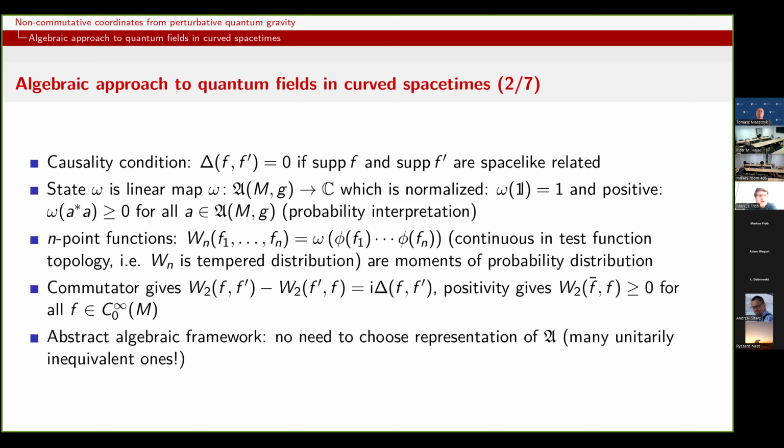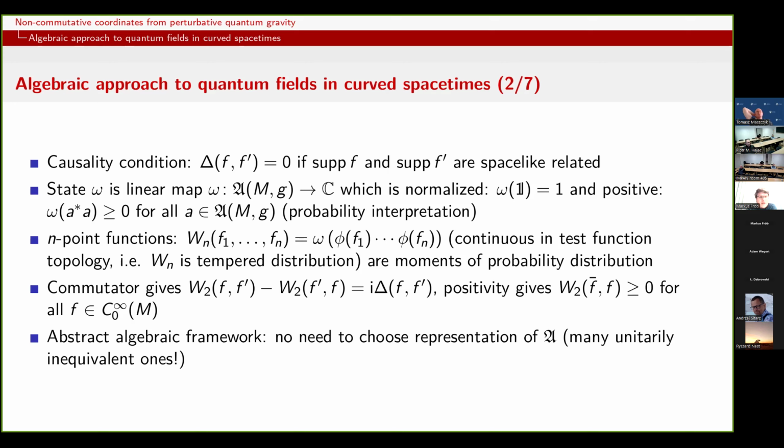On this abstract algebra, one has to define a state. That's the state of the quantum fields. That's a linear map which is normalized and positive. These two conditions are needed for the probability interpretation of the quantum theory. The first one says that the total probability is 1, and the second one says that the probabilities are positive. Standard conditions. And the objects of interest in the theory, the ones which in fact completely define the theory, are the so-called n-point functions.